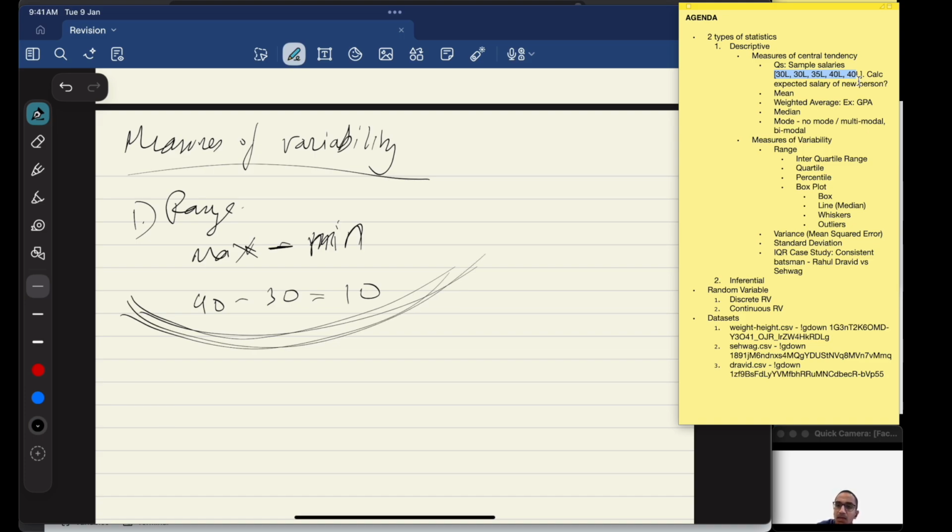But this range has the same problem as mean. Suppose in our above data set, say 30, 30, 35, 40, 40, we have 100 and 200. Now if we take max minus min, the max value is 200, right? And the min value is 30. Now the range became 170, right? Pretty messed up here. So as you can see, range is also susceptible to outliers. It gets highly affected by outliers.